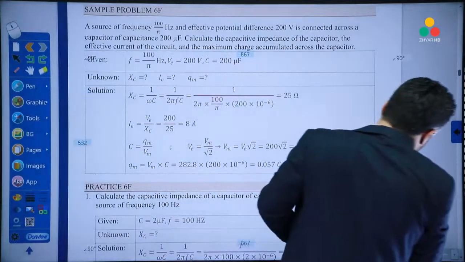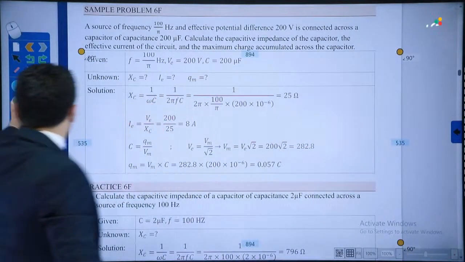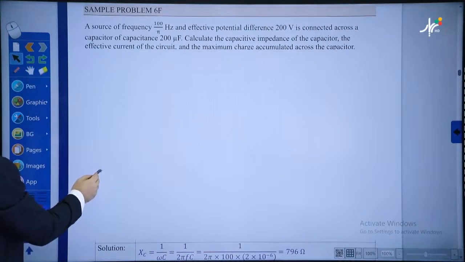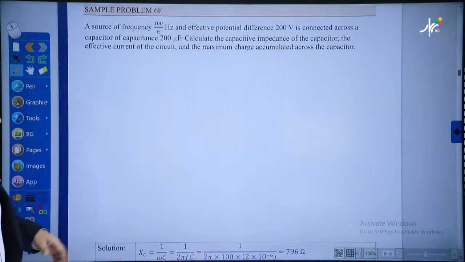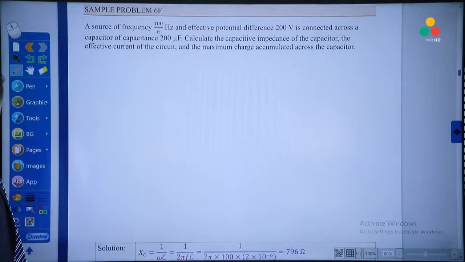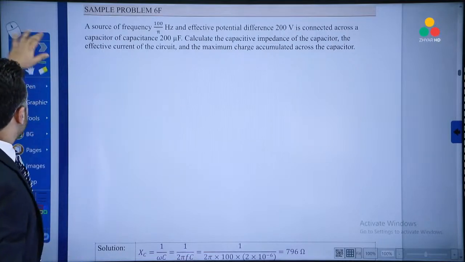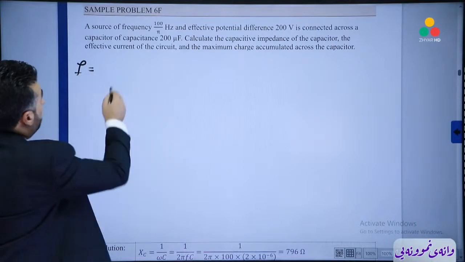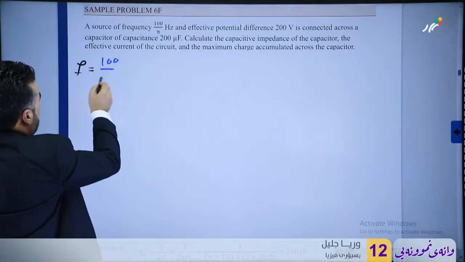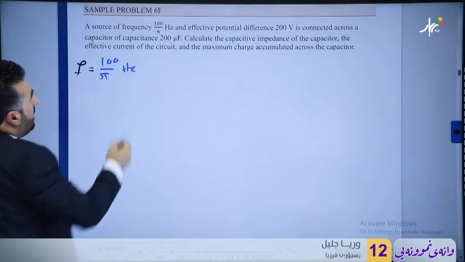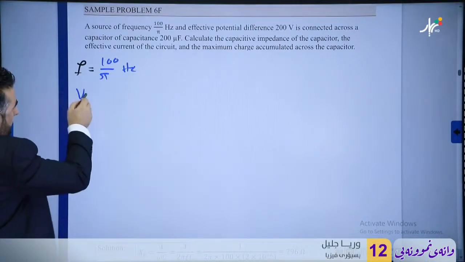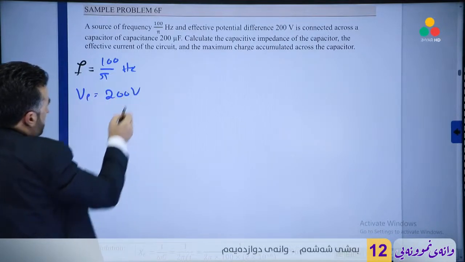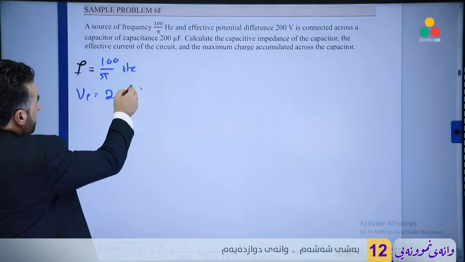Like I said, always remember to write what is given and what is unknown. Then you will have an idea how to answer these sorts of questions. So let's write the information that is given real quick, and then we will move forward. So what is the frequency here? The frequency is 100 pi hertz. And the next thing we have is the effective voltage, the voltage of the source, which is 200 volts.